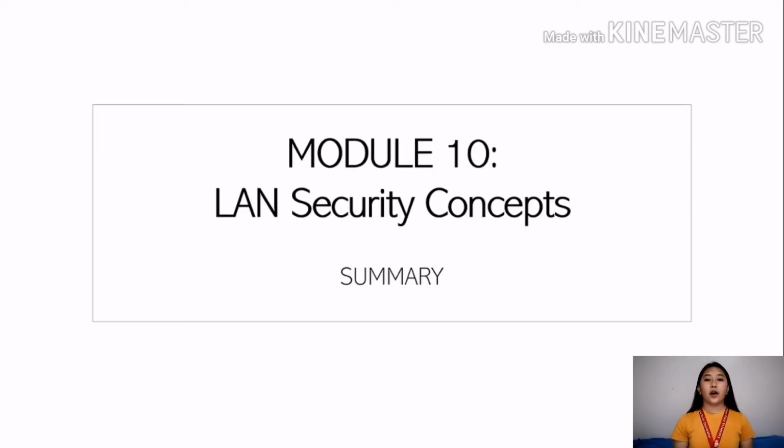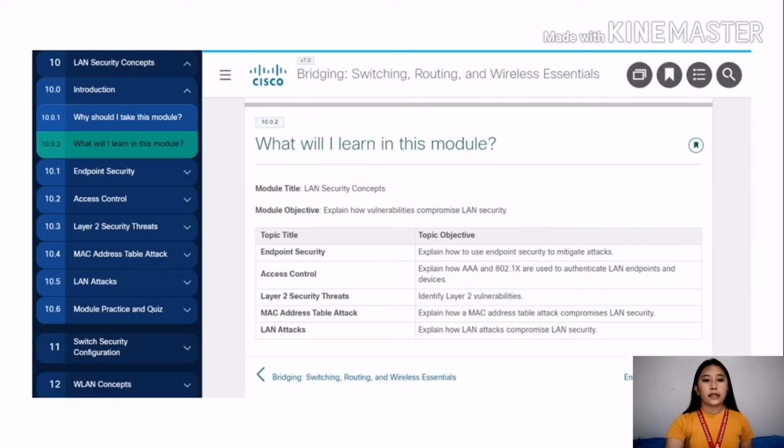Module 10 is all about the LAN security concepts. So, the objective of this module is to explain how vulnerabilities compromise LAN security. Topic titles: Endpoint Security, Access Control, Layer 2 Security Threats, MAC Address Table Attack, LAN Attacks. So those are the topic titles of this module, LAN Security Concepts.